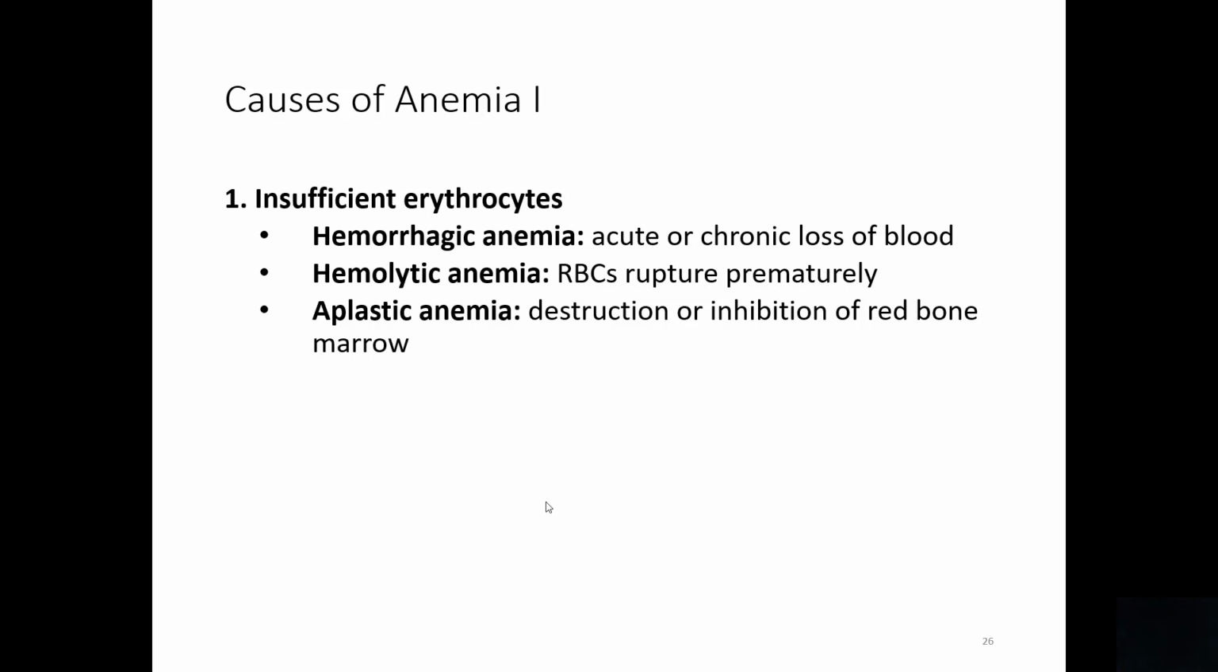Next one, hemolytic anemia. It's when there are enough red blood cells produced, but they die, they rupture earlier than they're supposed to. They do not live for 3-4 months. Something causes them to die early, and it can be some chemical agents, and there can be different reasons for that. And finally, aplastic anemia.